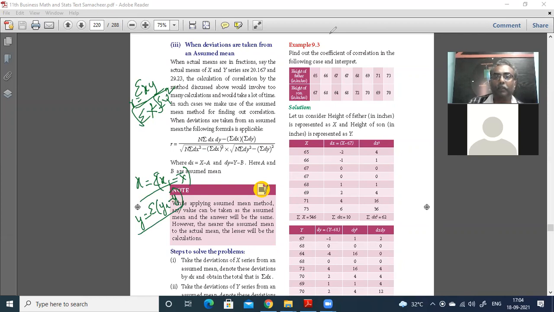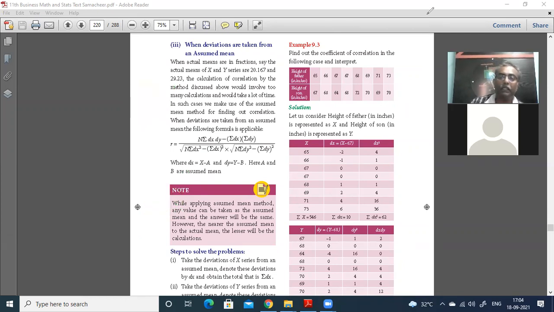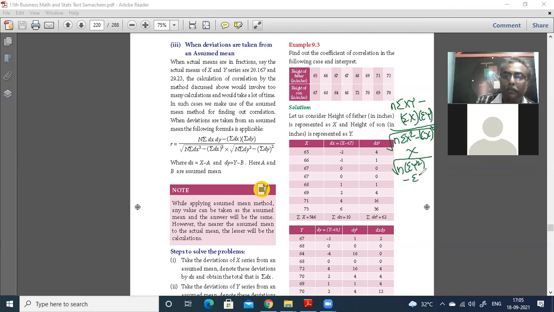Then we did a small one. When the data is very small, we did another method: n into sigma xy minus sigma x into sigma y, divided by the root of n into sigma x squared minus sigma x the whole squared, into the root of n into sigma y squared minus sigma y the whole squared. This problem we did. So both these things are over.